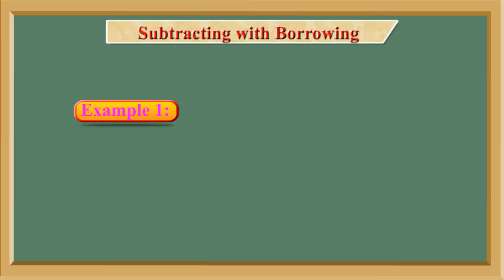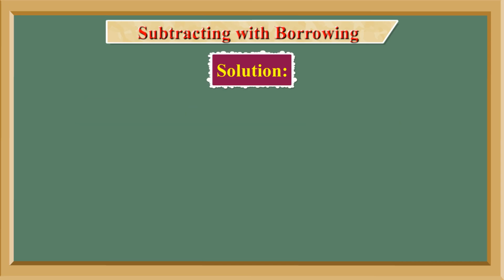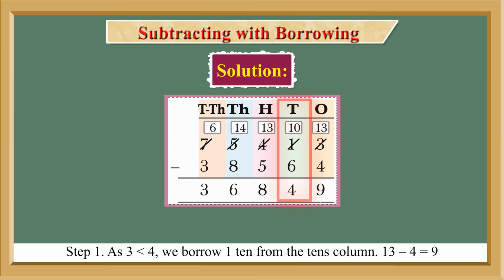Subtracting with borrowing. Example 1. Subtract 38,564 from 75,413. Solution. Step 1. As 3 is less than 4, we borrow 10 from the tens column. 13 minus 4 is equal to 9.